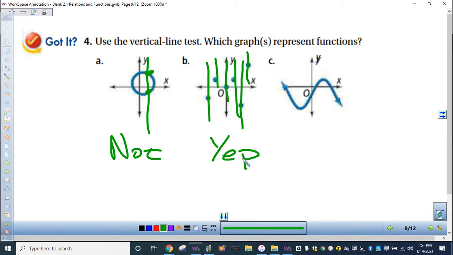And the last one, that's a cubic graph. Could be a sine curve as well, but that also is a function, because if you draw a vertical line, you only hit it once, so that's why it is a function, right? That first one hits twice. This one, you only hit once wherever you draw that vertical line. That's why that one is a function.